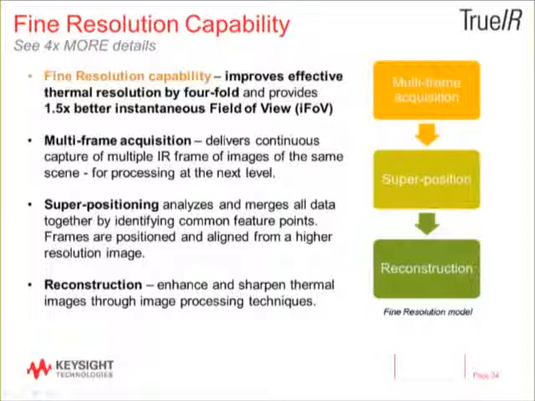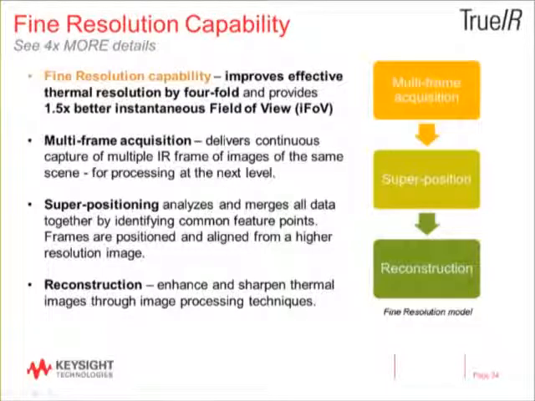Fine resolution involves several processors that are designed to handle different tasks. Multi-frame acquisition involves the continuous capture of multiple IR images of the same scene. It also assumes that each of these frames will be slightly shifted due to the natural hand movement of the person operating the imager.